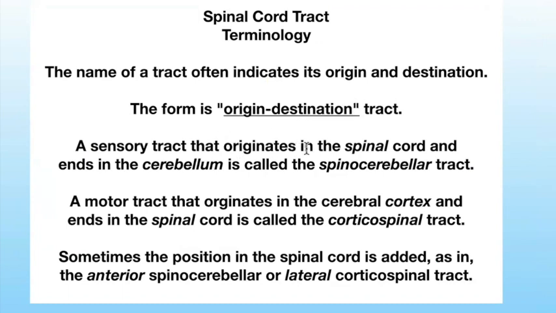A sensory tract that originates in the spinal cord and ends in the cerebellum is called the spinocerebellar tract. A motor tract that originates in the cerebral cortex and ends in the spinal cord is called the corticospinal tract. Sometimes the position in the spinal cord is added, as in the anterior spinocerebellar or lateral corticospinal tract. Remembering this will help you to remember the names of the tracts, so please take it to heart.